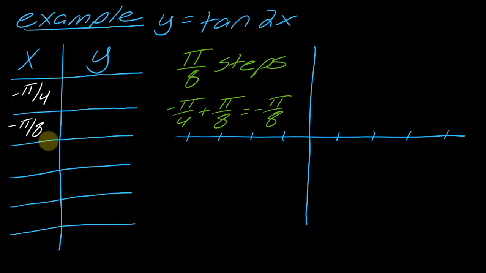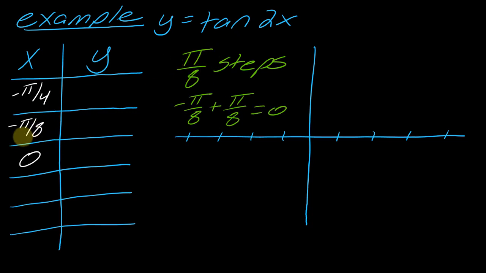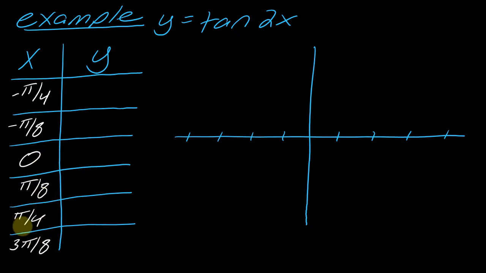So that will be my next step. Now I need to add pi/8 to this. If I add pi/8 to this, of course it's going to equal 0. That's an easy one. And then I think we can just continue this on. Working with our pi/8 steps, 0 plus pi/8 will be pi/8. If I add another pi/8 to that, that'll simplify to pi/4. If I add another pi/8 to that, that'll simplify to 3pi/8.